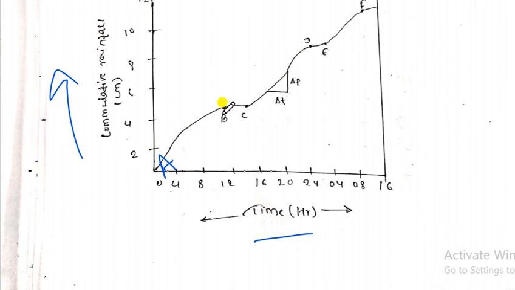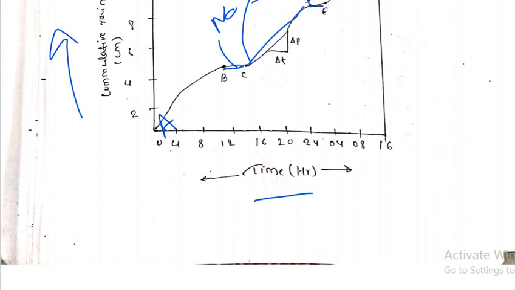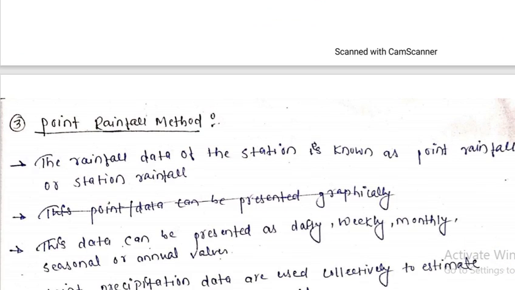Similarly from B to C, it is horizontal, right? It is horizontal, meaning no rainfall. Similarly from C to D, there is rainfall, so C to D has an intensity of rainfall. Similarly D to E is no rainfall. Similarly up to here there is rainfall. So this is the intensity of rainfall, which is represented by the mass curve of rainfall.